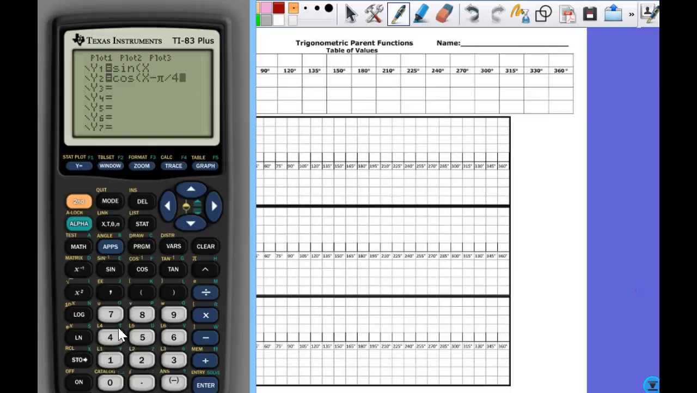Pi fourths. And then when I graph it, did that work? Sure seemed like it would work, right? It moved it some, right? It didn't move it as much as I wanted it to move.